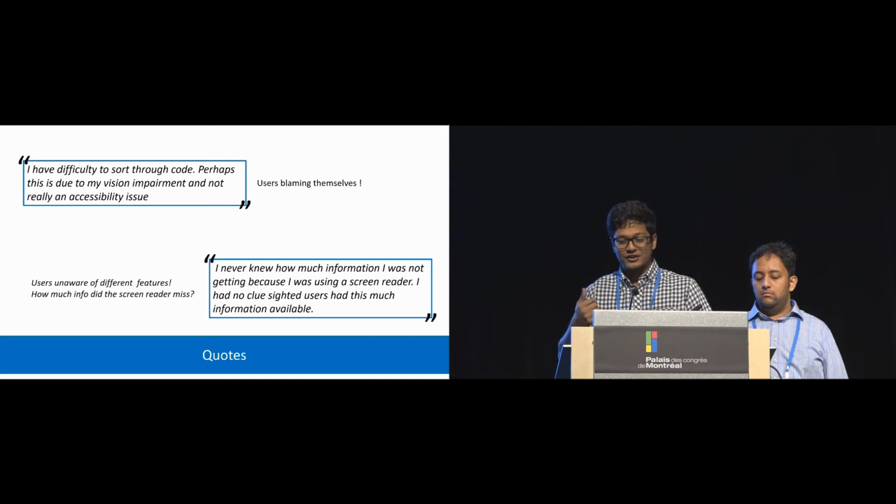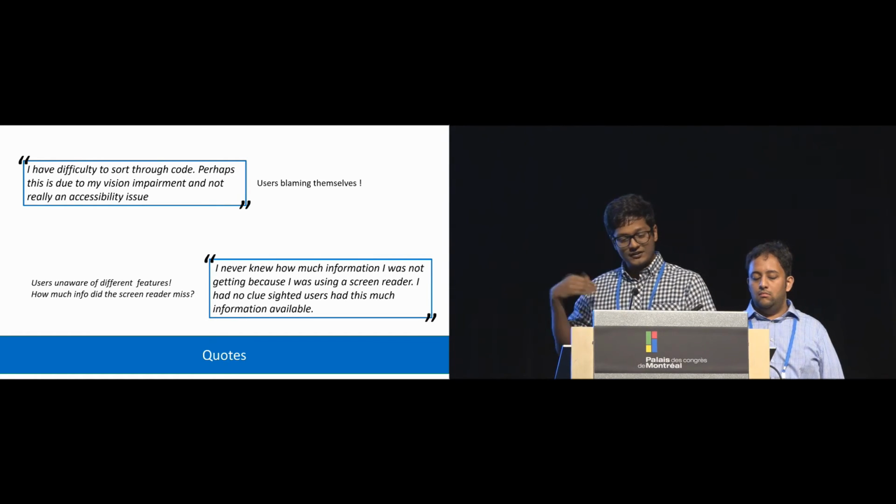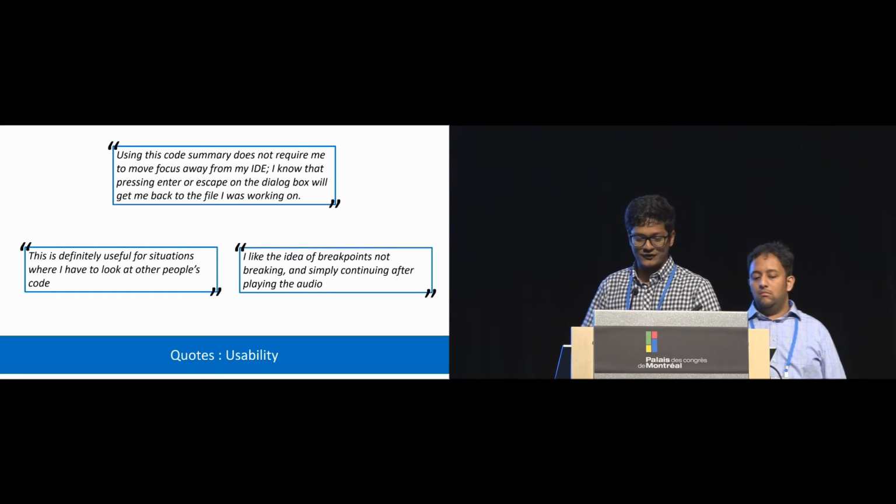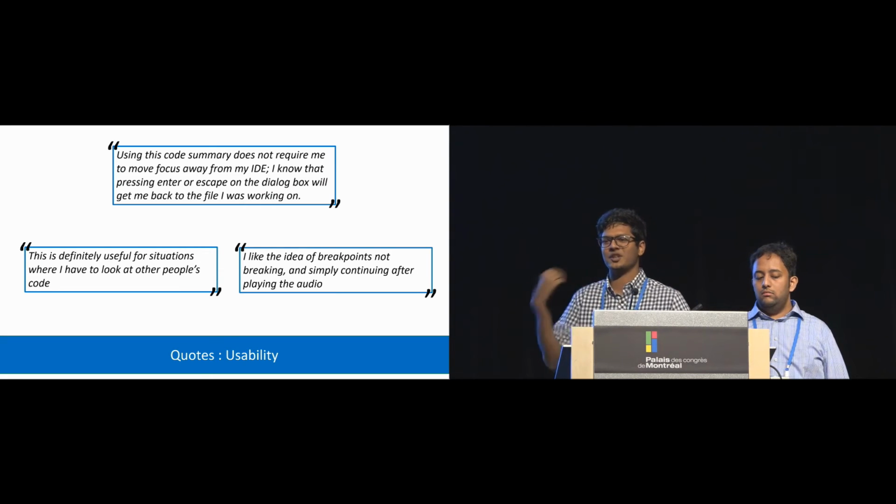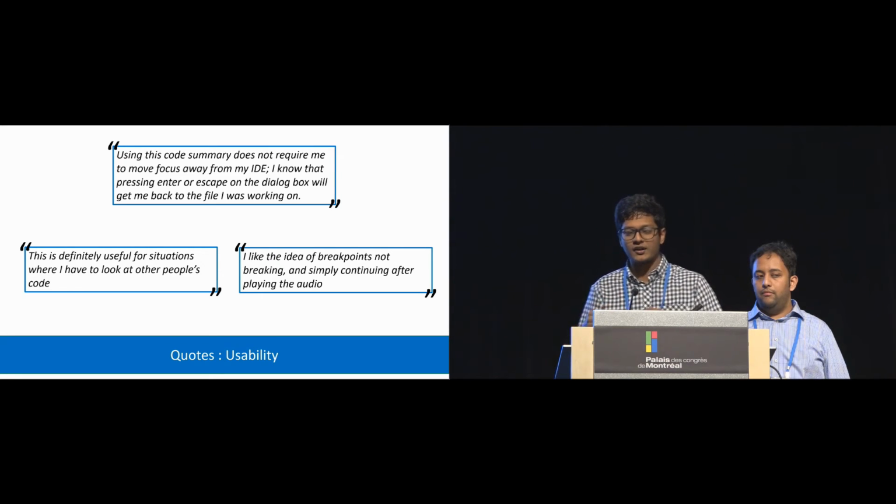And then one of the users said, I have no idea sighted users got so much information on screen and screen readers are not reading it out. Right? And after they used CodeTalk, here are a few of the comments. Using this code summary feature requires me not to move away from the IDE, going through panes and menus. The information is right there at my fingertips. And this is definitely useful for situations where I have to look at other people's code, which happens in every major organization right now, right?